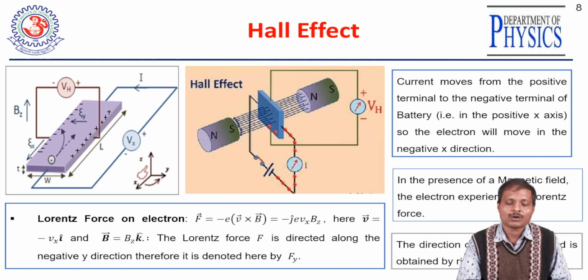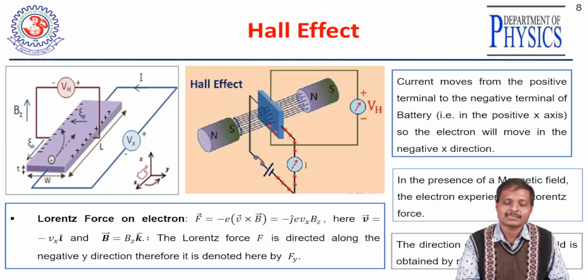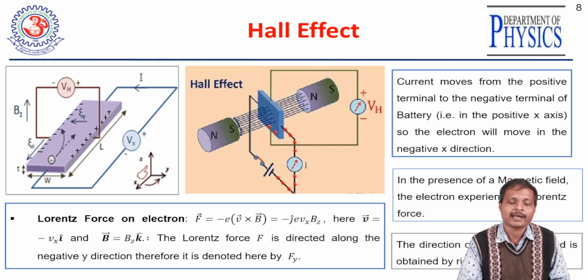Now, the cross product of this gives you F. What is the value of F? What is the direction of F? That is given by the right-hand thumb rule. See here, V is in the minus i direction, B is in the k direction, so its cross product will give you the negative y direction. So the direction of the Lorentz force is in the negative y direction.